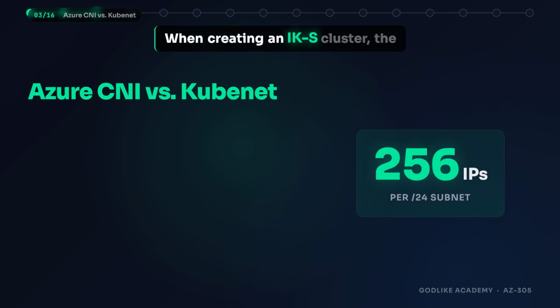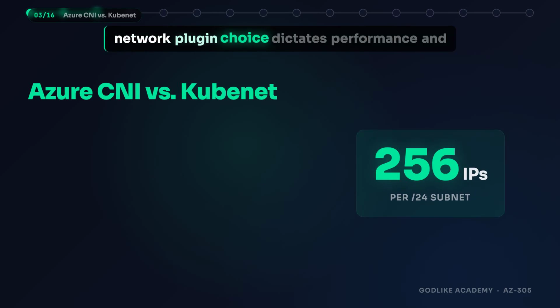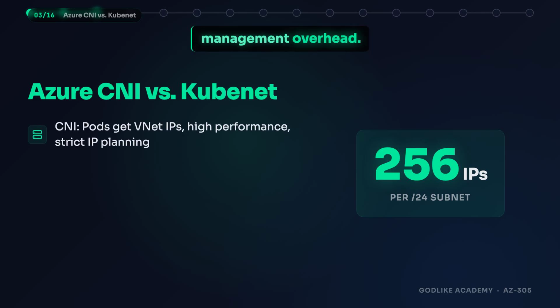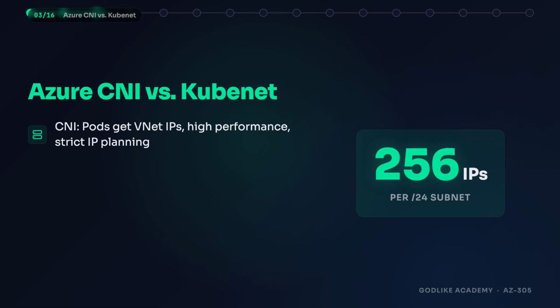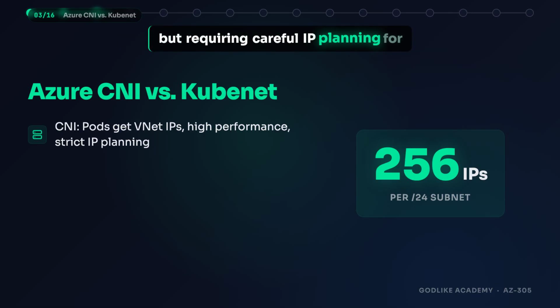When creating an AKS cluster, the network plugin choice dictates performance and management overhead. Azure CNI assigns every pod a unique IP from your VNet subnet, enabling direct routing and high throughput, but requiring careful IP planning for node pools and pod scaling.